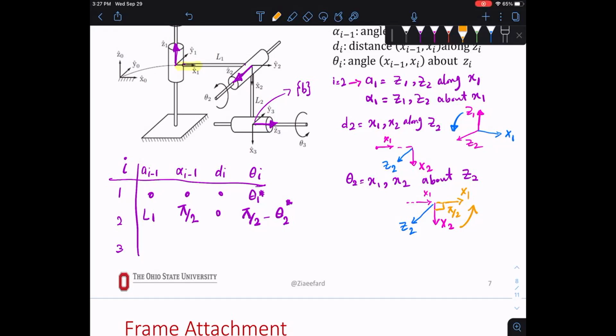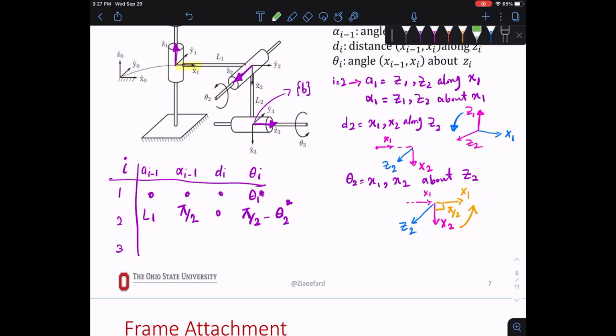Are we going from 2 to 1 then? So no, the rotation happens about z2. We're going from 1 to 2. So 1 is our previous frame, right? So wouldn't that be negative pi over 2 then? No. So this is the existing angle between x1 and x2, right? So if you start rotating this joint, which way is this joint moving?